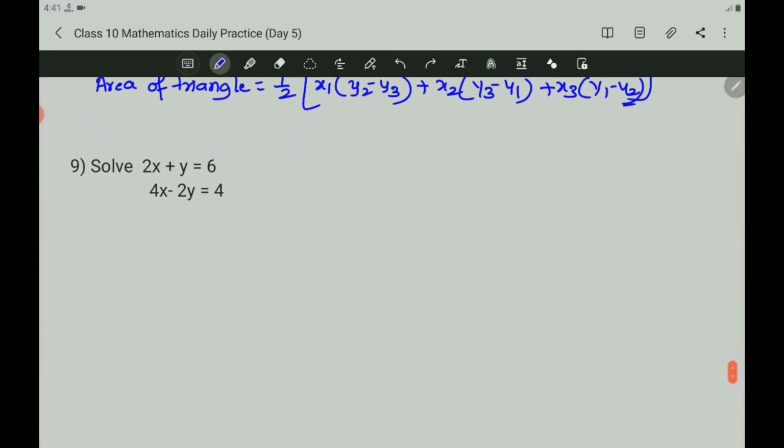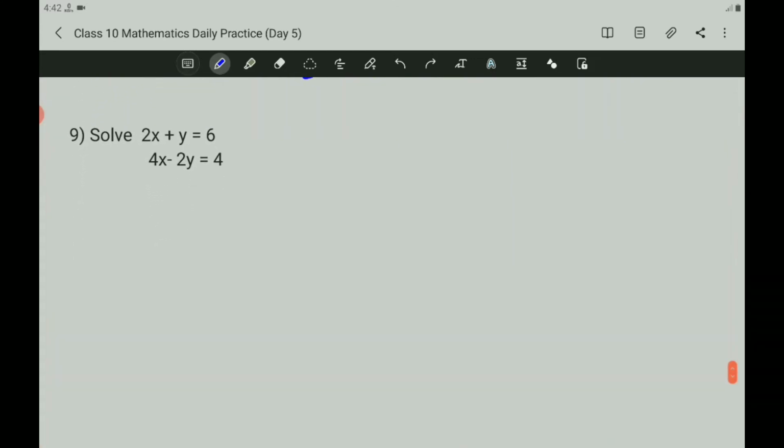Next let us take the 9th question. Solve 2x plus y equals 6 and 4x minus 2y equals 4. There are different methods to solve a pair of linear equations in two variables, but this year you learned only the graphical method and the elimination method.